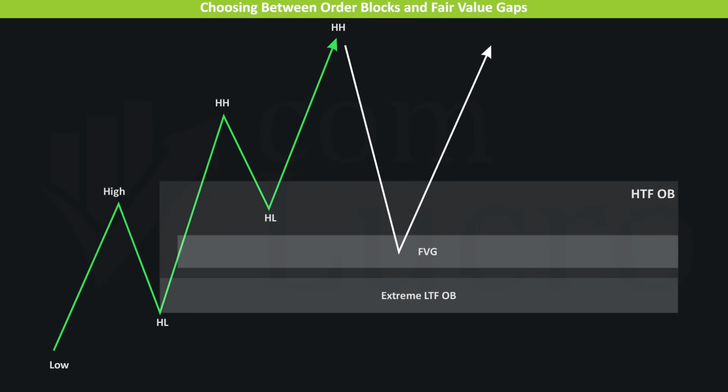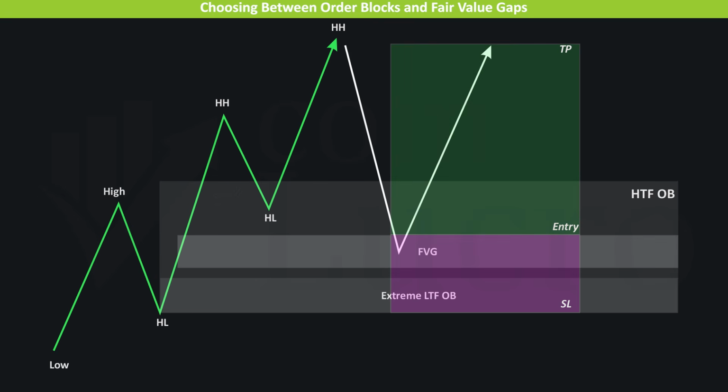In a bullish scenario, this usually means placing your limit order at the highest point of the fair value gap, while positioning your stop loss beneath the extreme order block.